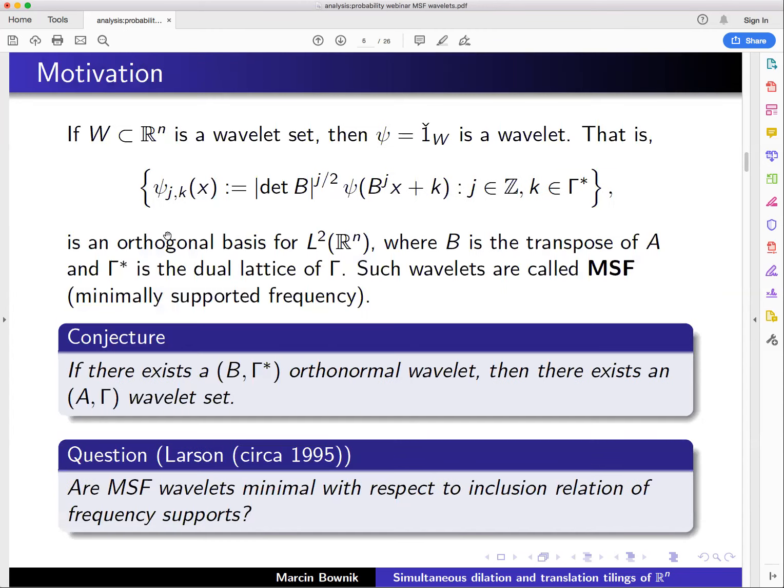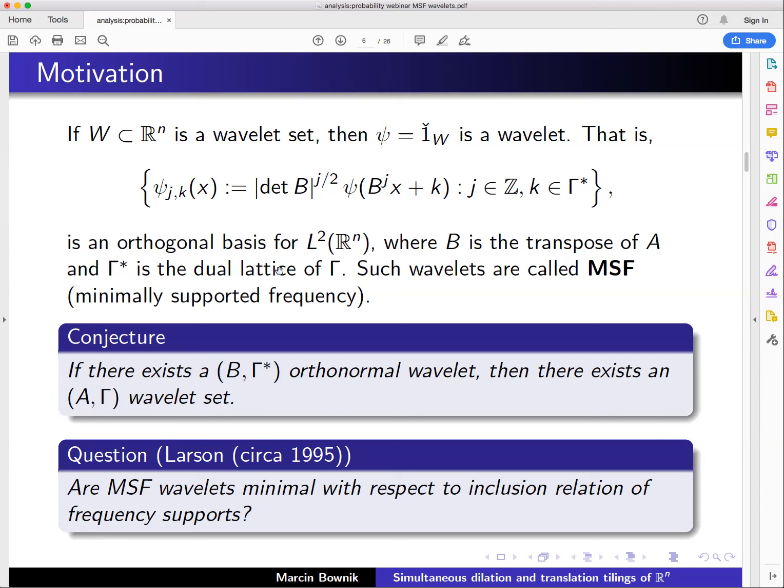Okay, so now what is the motivation for the problem? The motivation comes basically from wavelet theory, because once you have a wavelet set, you can consider a function psi whose Fourier transform is the characteristic function of a set W. So there is this inverse Fourier transform. This is a wavelet. So what it means is that when you take dilates and translates of your function psi, so translate by the lattice gamma star.